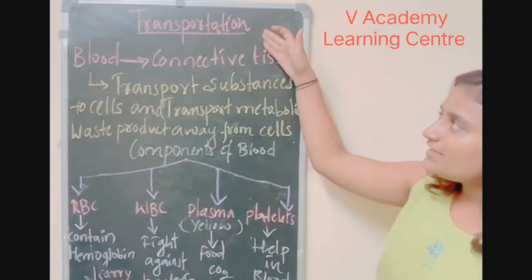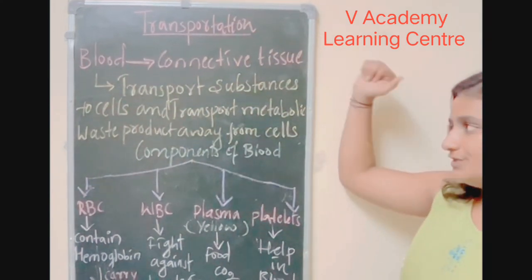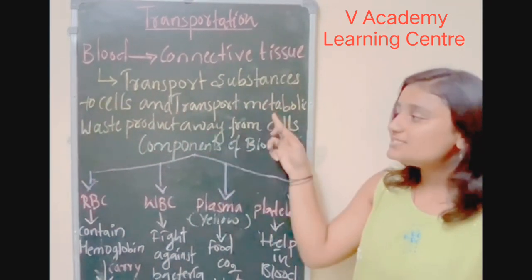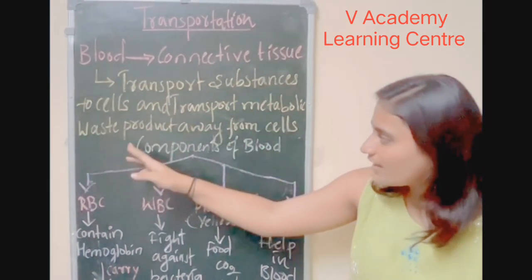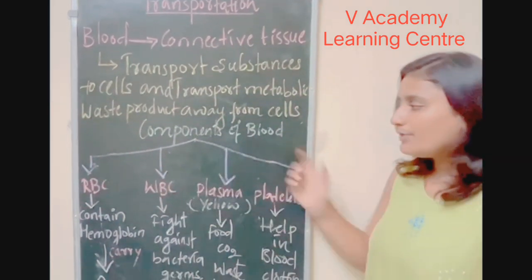So the transportation process starts from the blood. It is called a connective tissue, where it transports the substances to the cells and transports the metabolic waste product away from the cells. So we have a total of 4 components of blood.